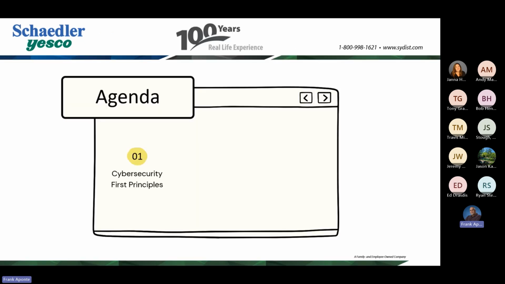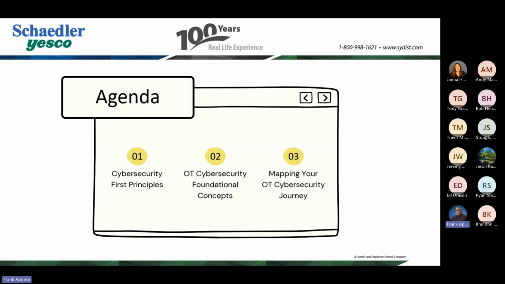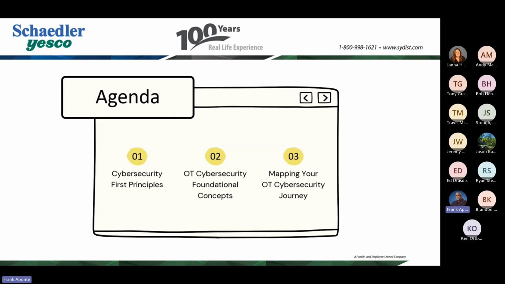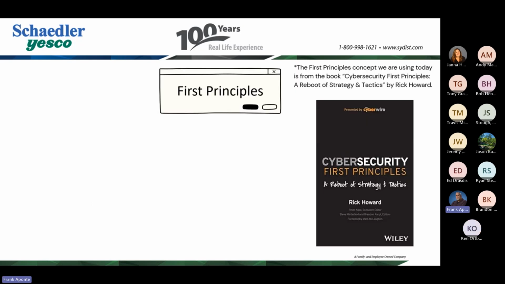So this is what we're going to cover. Cybersecurity first principles, what they are, how we can make use of them, and cybersecurity foundational concepts, specifically within OT. We'll talk a little bit about what OT is, how it looks different than maybe an enterprise IT system, and then helping you map out your OT cybersecurity journey. You know, what tools are available, how and where do you start, who can you turn to for help, those sorts of things.